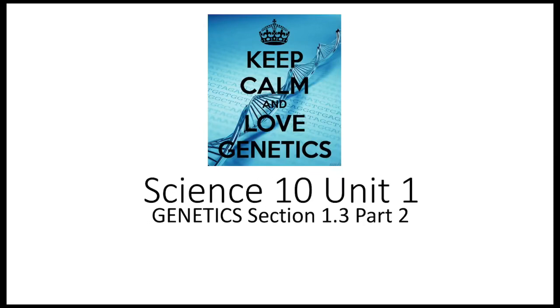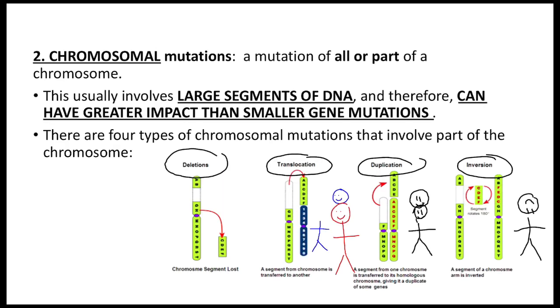So section 1.3, part 2 of genetics. In part 1, we looked at gene mutations. So now we're going to focus on chromosomal mutations. Chromosomal mutations. So this is a mutation of all or part of a chromosome.